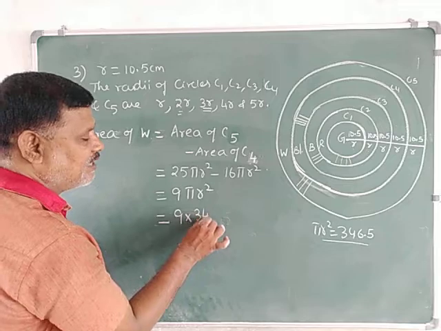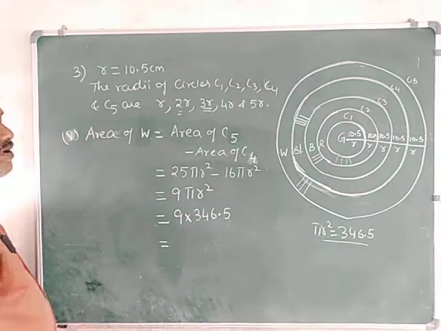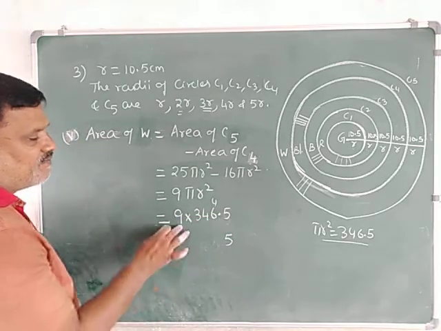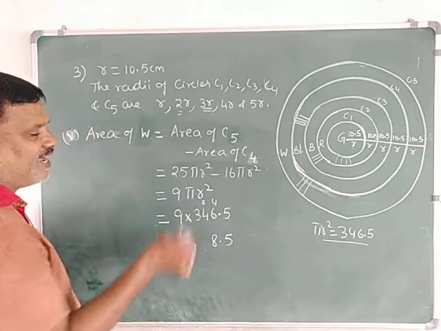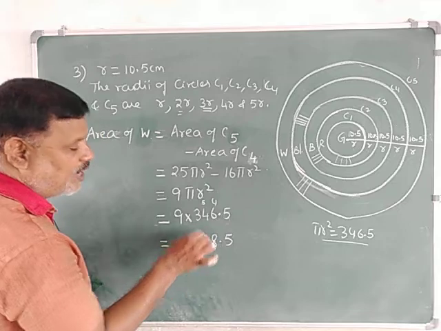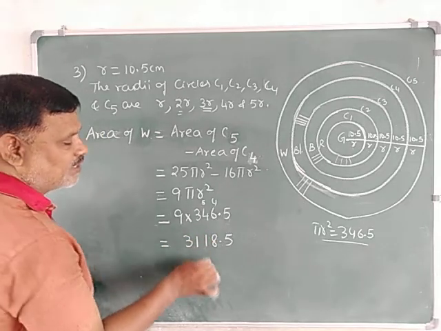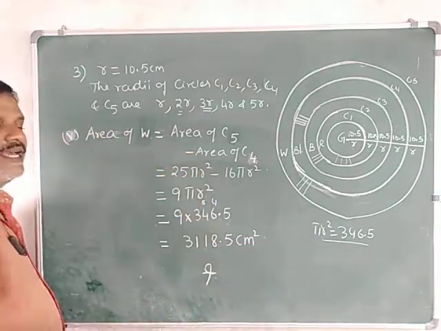And pi r square is nothing but 346.5. Now you multiply with 9. 9 5s are 45, balance 4. 54 plus 4, 58, balance 5. 36 plus 5, 41, balance 4. 27 plus 4, 31. So 3118.5 centimeters square.